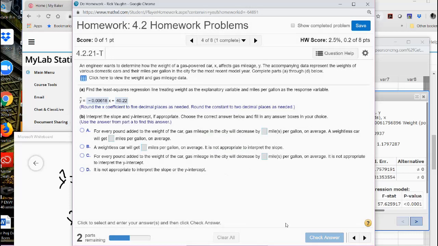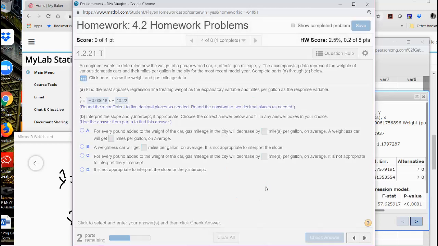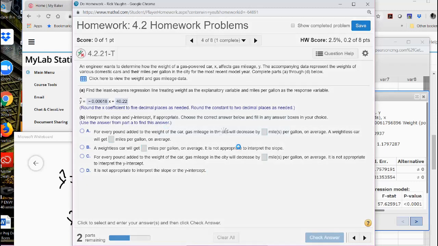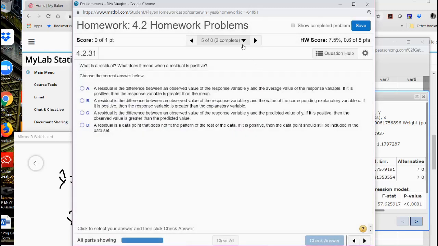All right, then it's just some interpretation questions after that, and maybe make a prediction. But that's how you find the regression line in StatCrunch. So I'd like to go up, and next I'm going to look at, I think it's number 6 or 7.